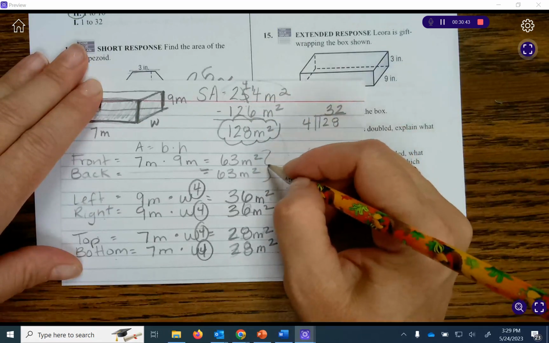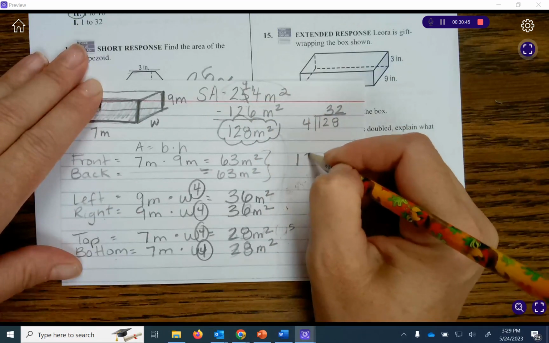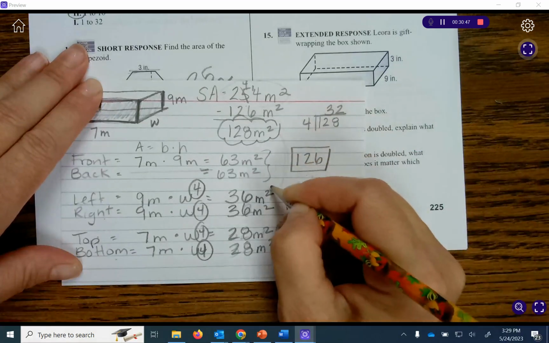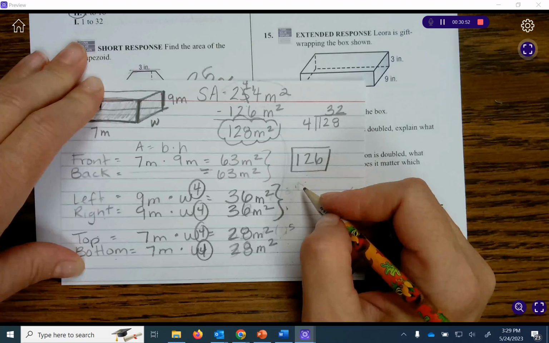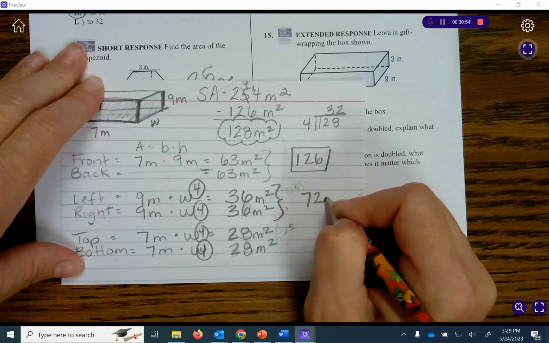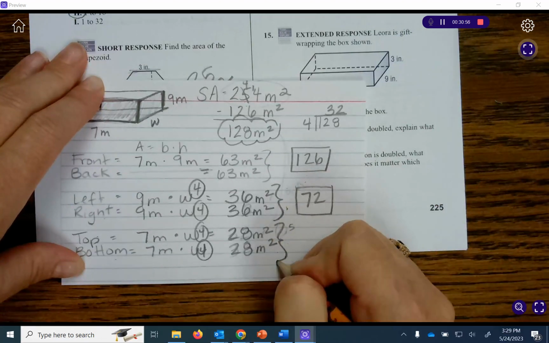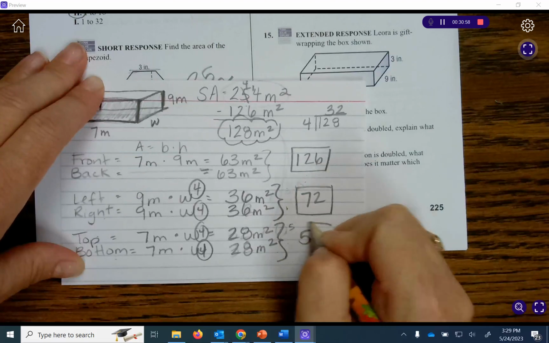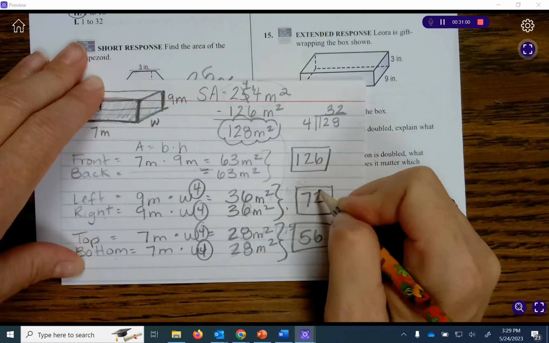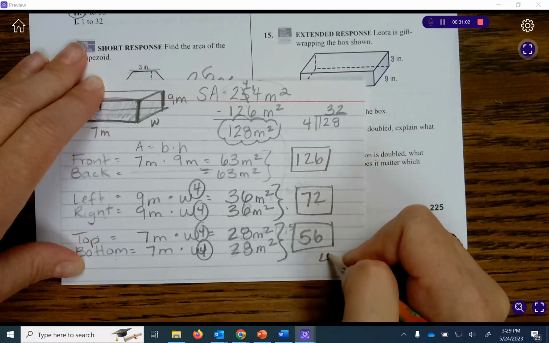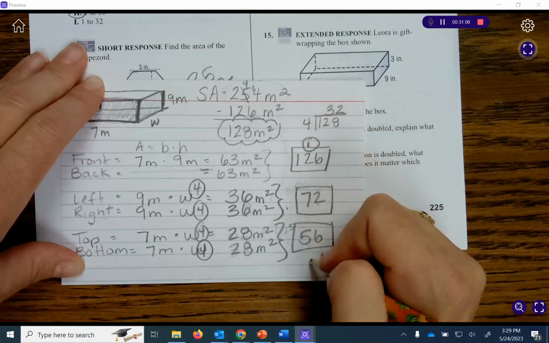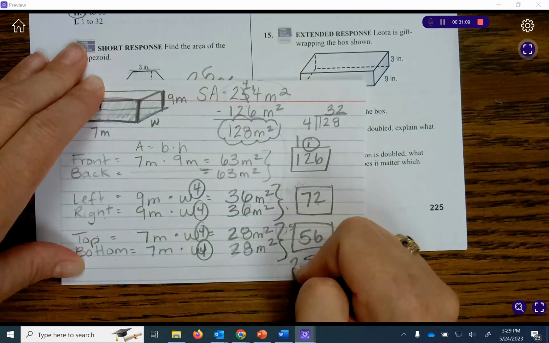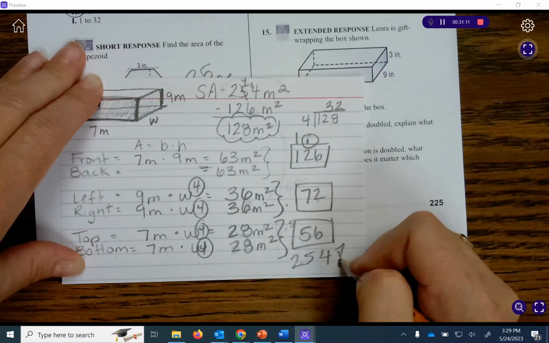254. Well, I told you already this adds up to 126. This adds up to 72. And this adds up to 56. 6, 7, 8, 12, 13, 14, 14, carry the 1. 12, 13, 14, 15, carry the 1. 2. Yay! We got the right answer.